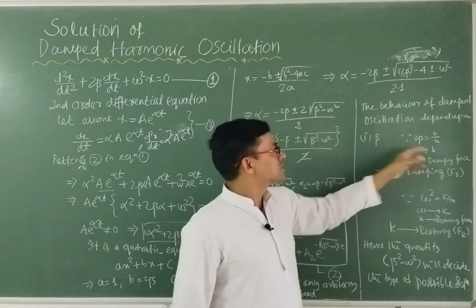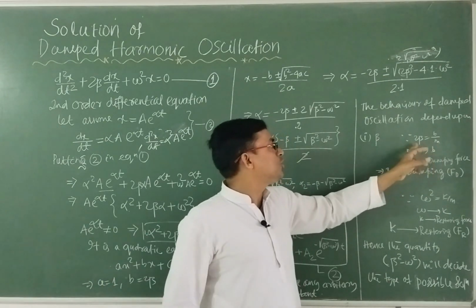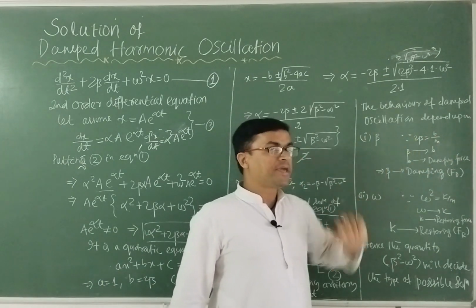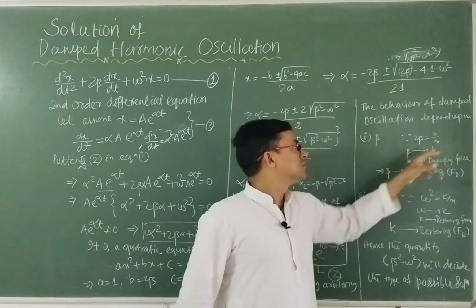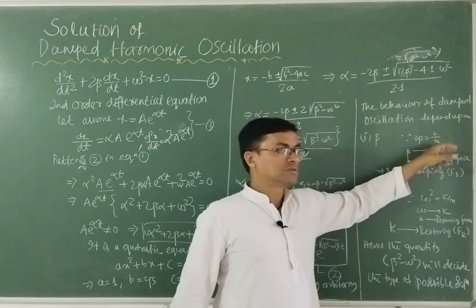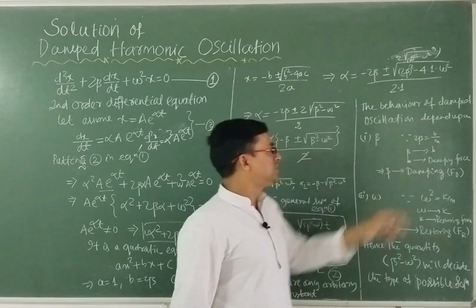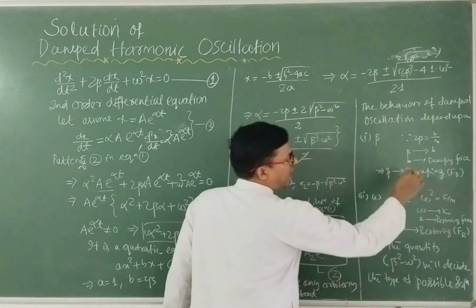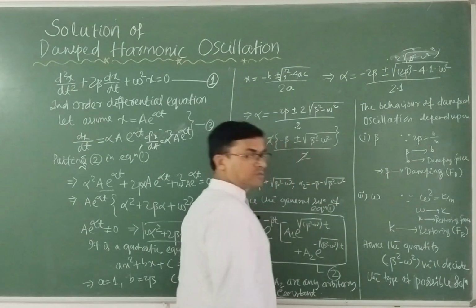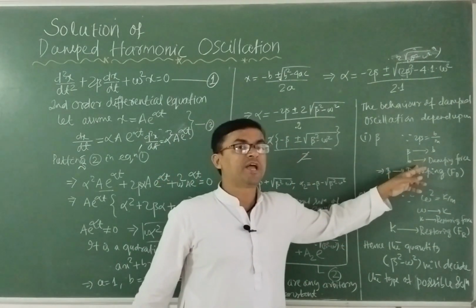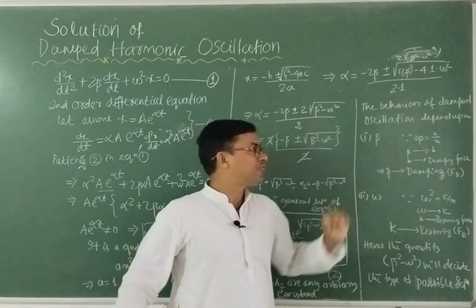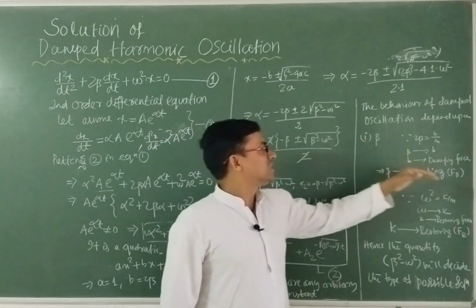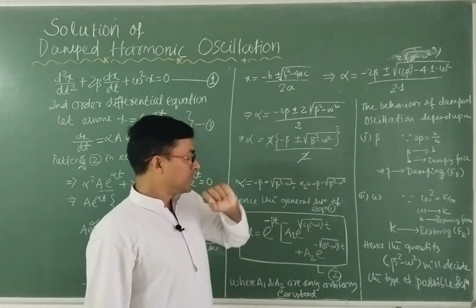Beta is what we discussed in the last video. 2 beta is nothing but b by m, where b is the damping constant. Then this beta damping coefficient is related to b, the damping constant, and this b is related to the damping force. This constant we got from the damping force. If you check, you can find. That means beta is related to damping force.